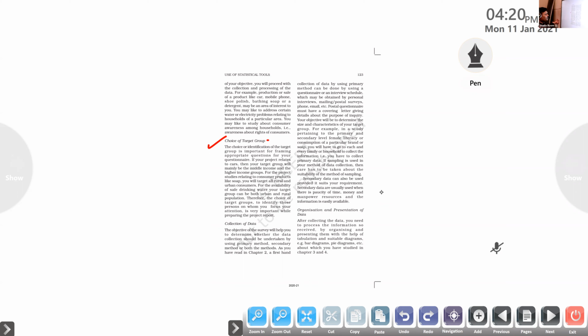So we want to prepare a questionnaire to ask questions to get the data. Okay, so if your project relates to a car, then your target group will be mainly the middle income and the higher income groups, right? Anyway, the low income group cannot purchase it. Clear? So we want to give importance to the middle income group and the higher income group.